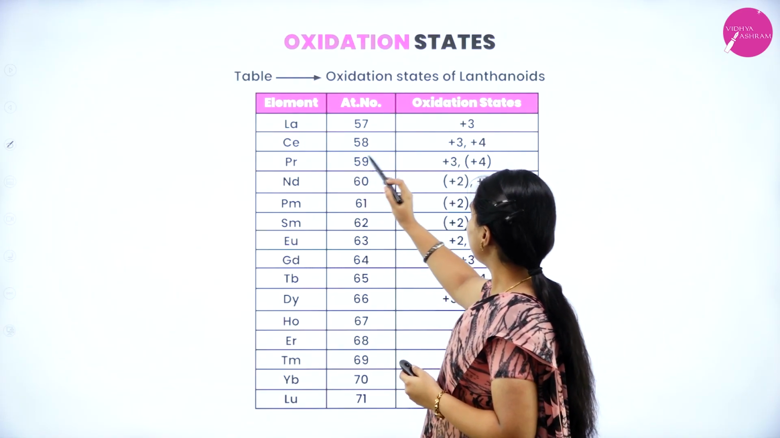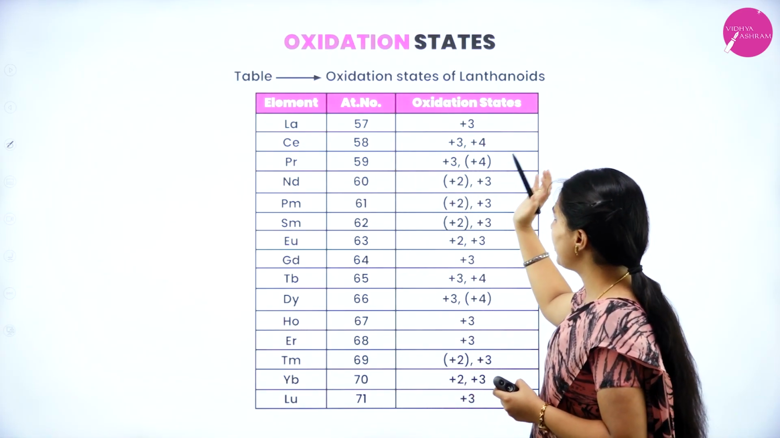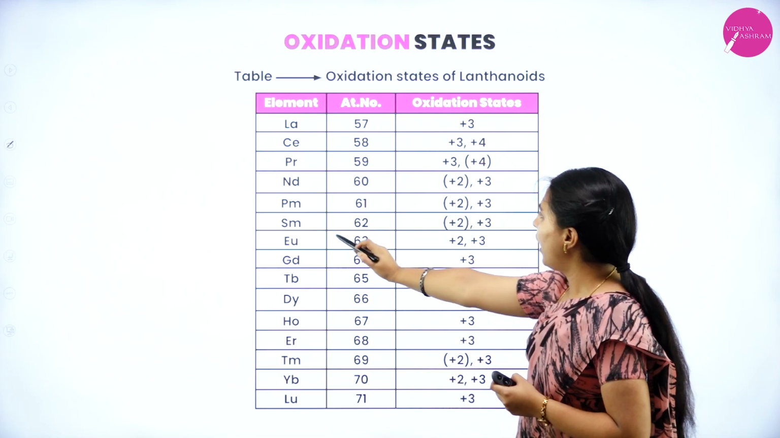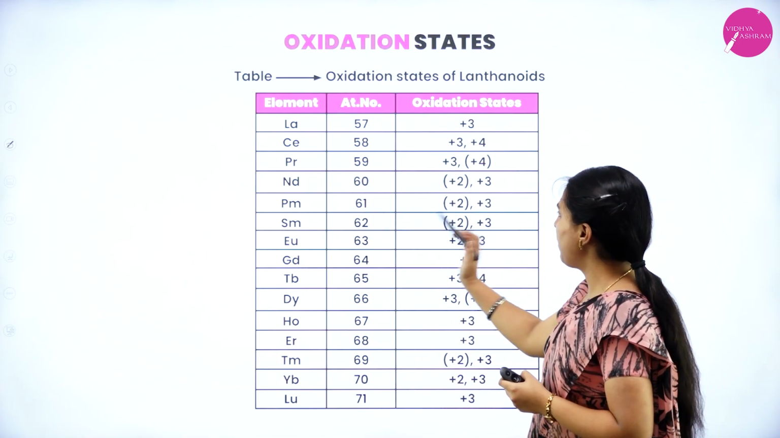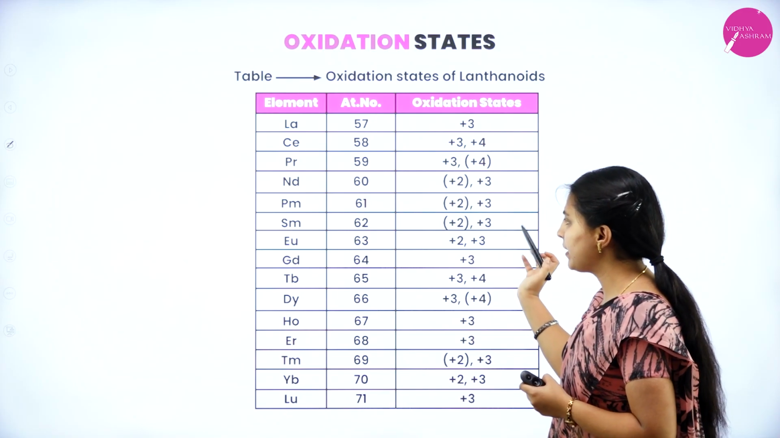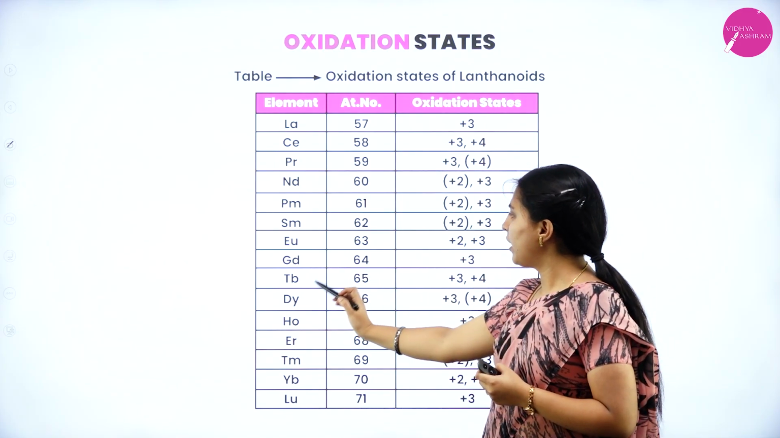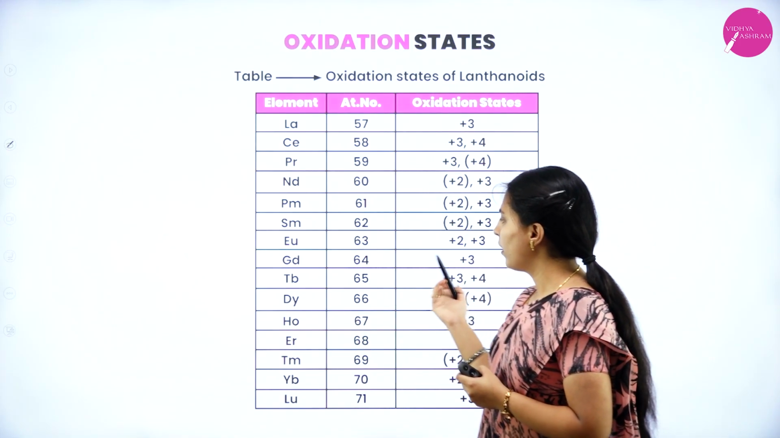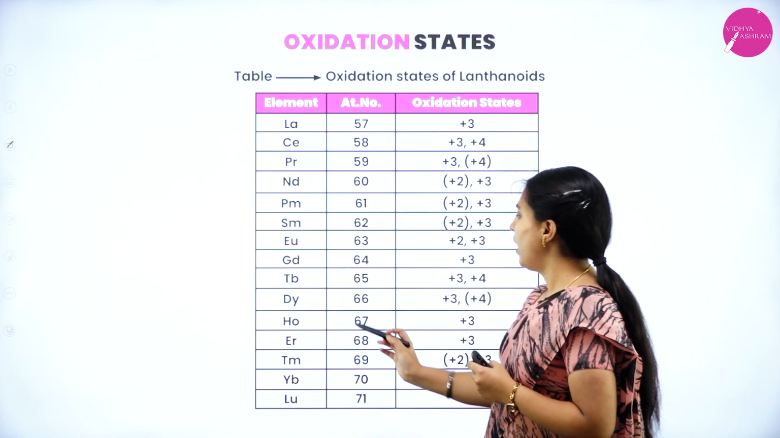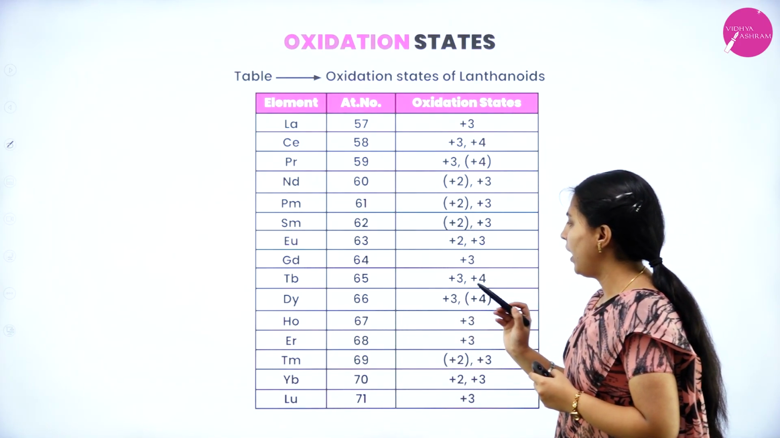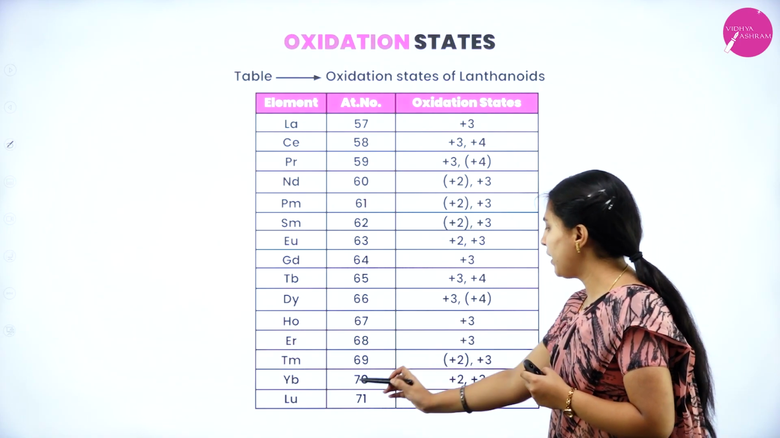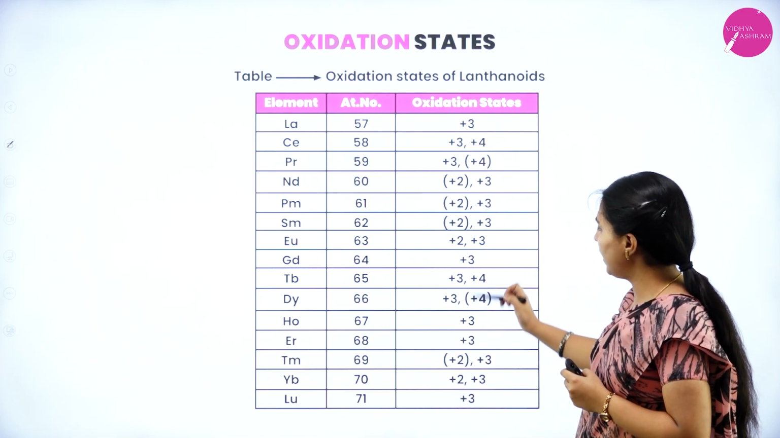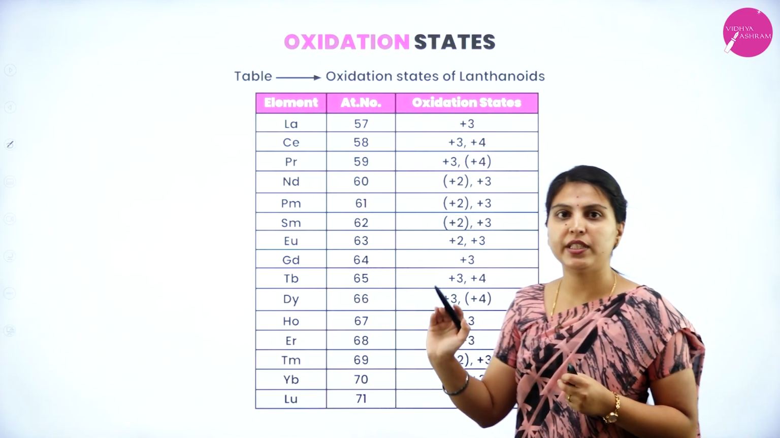See here: lanthanum +3, cerium +3 and +4, praseodymium +3 and +4, neodymium +2 and +3, promethium +3, samarium +2 and +3, europium +2 and +3, gadolinium +3, terbium +3 and +4, dysprosium +3 and +4, holmium +3, erbium +3, thulium +2 and +3, ytterbium +2 and +3, lutetium +3. Usually it is always +3; this +2 and +4 are exceptional cases.